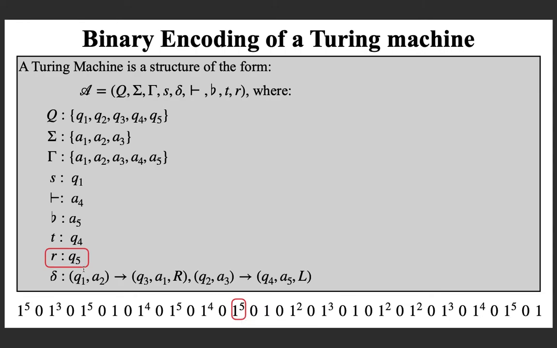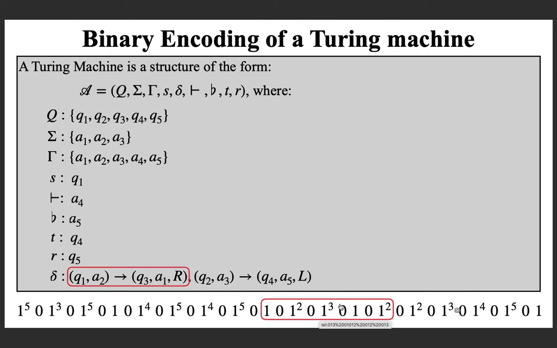Now what remains to be addressed is the representation of the sequence of transition functions. Now we have 2. And the next is the first transition function representation. It says if you are in the first state, that is Q1, and if you are reading the second alphabet, that is A2, then what to do?